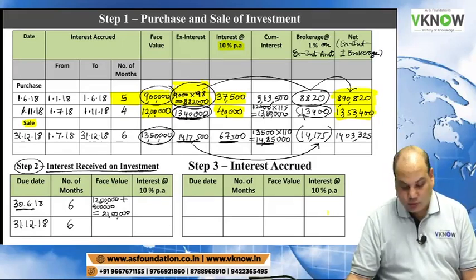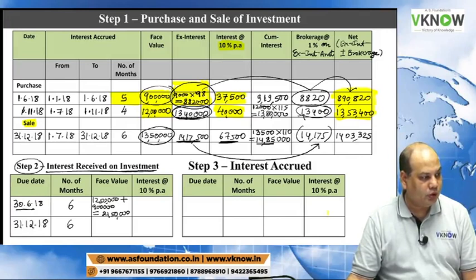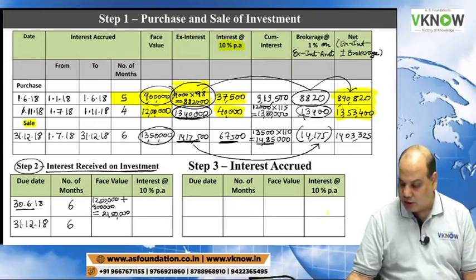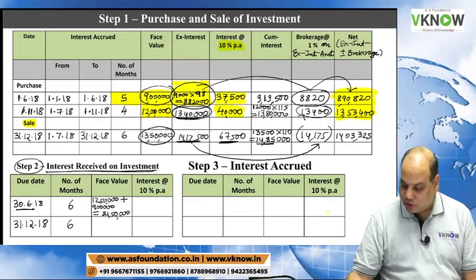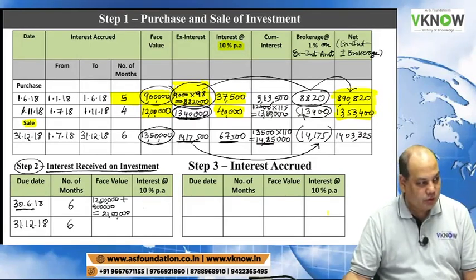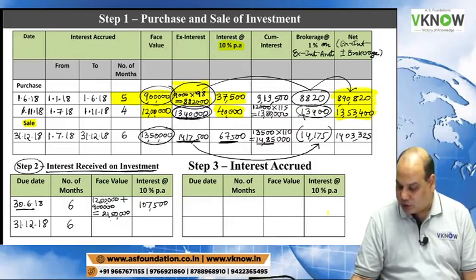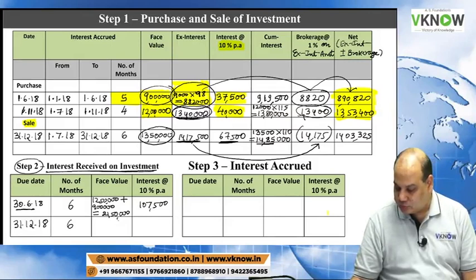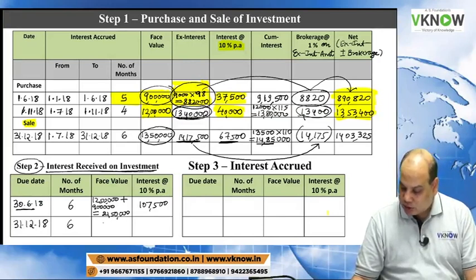So now you calculate 21,50,000 into 10% into 6 by 12. 21.50 lakh into 10% into 6 by 12. Tell me the interest. Interest received will be 1,07,500. Anybody tell me now this figure?